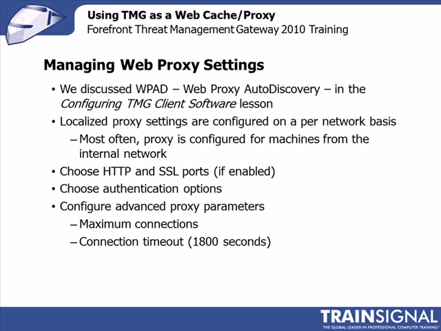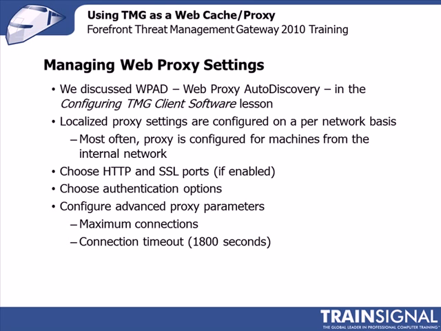Because we discovered WPAD, or Web Proxy Auto Discovery, in the Configuring Threat Management Gateway client software lesson, we're just going to touch on these settings in this lesson and really focus mostly on the web caching service. Remember that localized proxy settings are configured on a per network basis. Most often, proxy service is configured for machines from the internal network. And when you configure this for the internal network, you basically tell the clients to use the Threat Management Gateway system as their proxy to the internet.